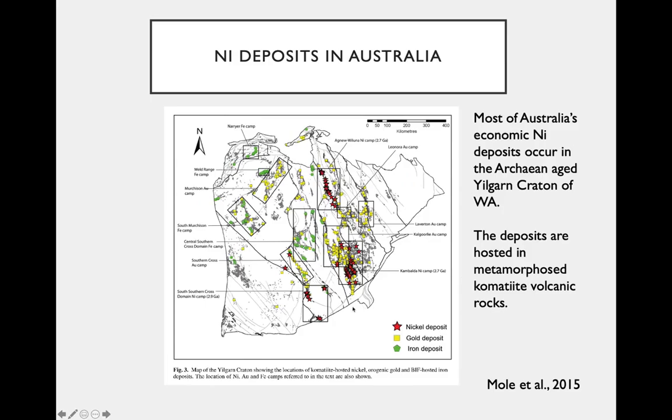And a bit closer to home, here in Western Australia, as I mentioned, are the many komatiites. The stars here represent common nickel deposits. Kambalda might be one of the biggest ones down here. We also have Agnew Luna up here, and a few other ones down towards Southern Cross. This is where most of Australia's nickel is, in these greenschist facies metamorphosed komatiite volcanic rocks.